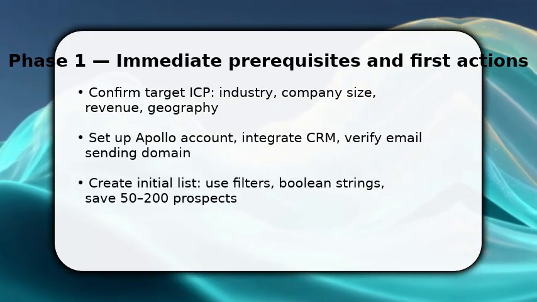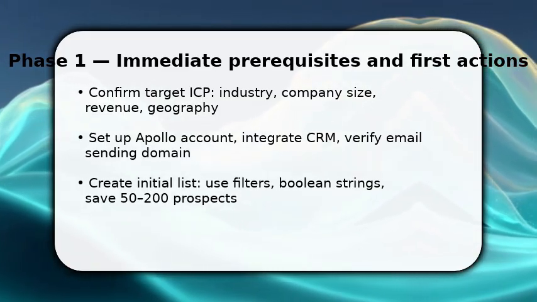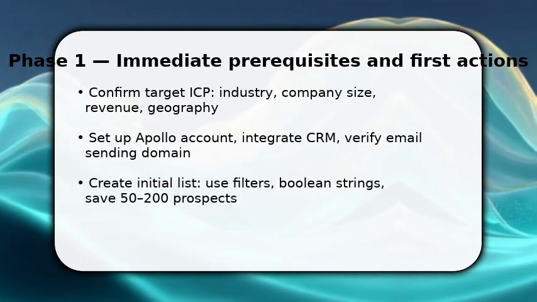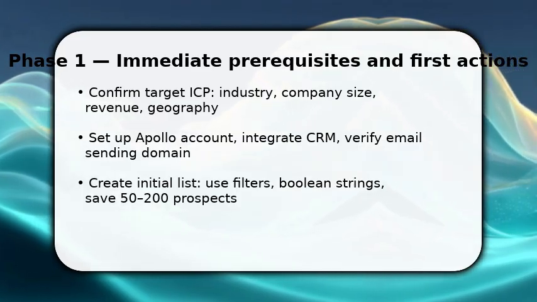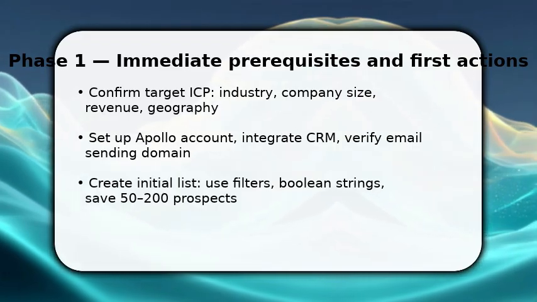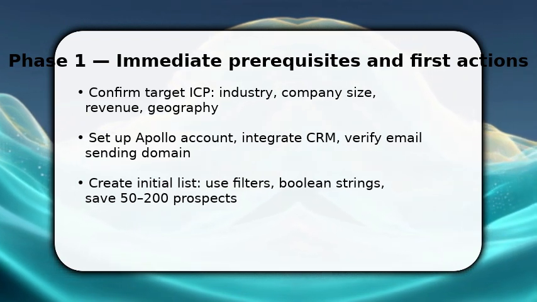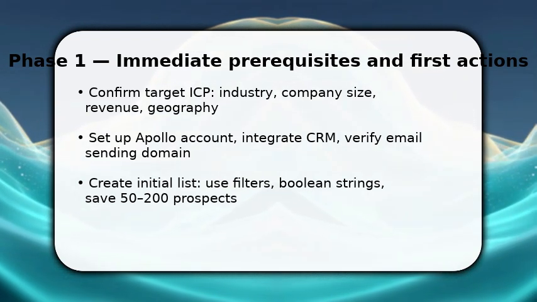Now create an initial prospect list. Apply industry, size, revenue, and location filters, and add Boolean terms to refine results. Save a batch of 50 to 200 prospects to test. This gets you actionable contacts fast, and it sets a measurable baseline for campaign optimization moving forward.